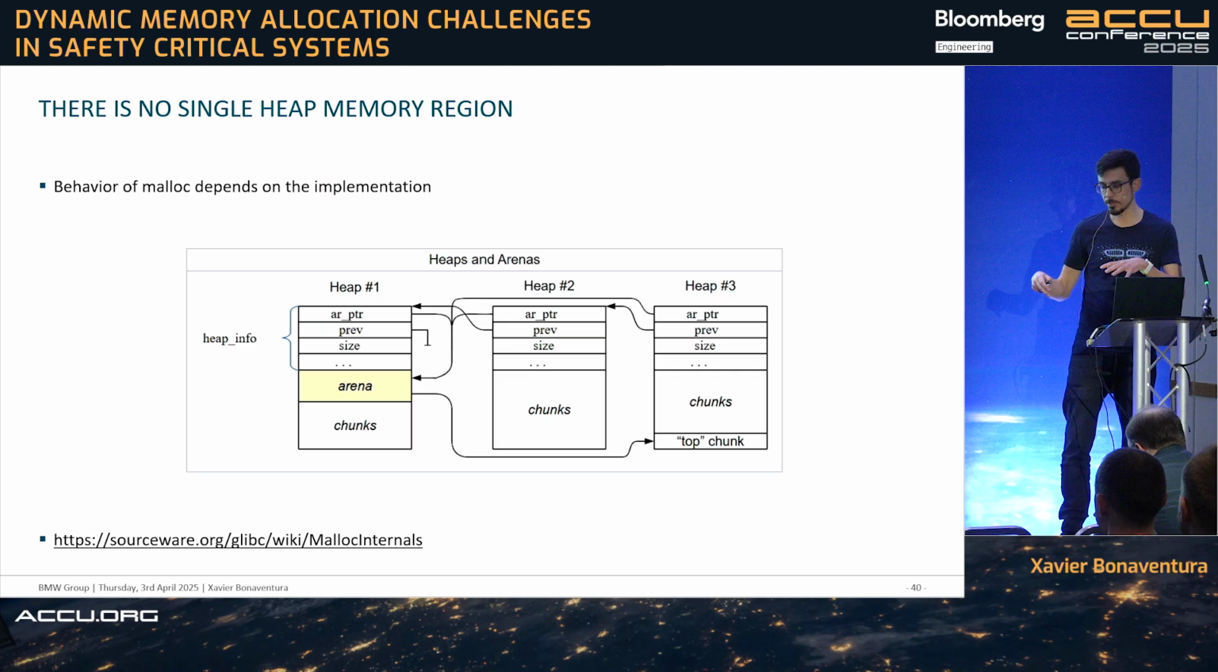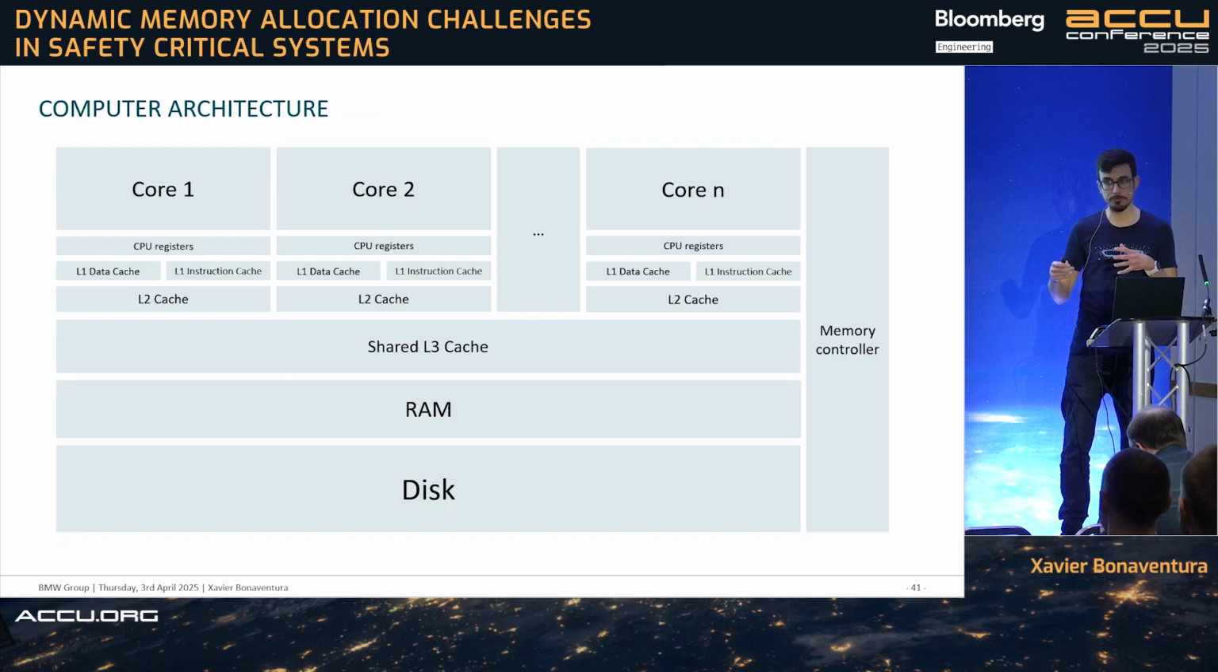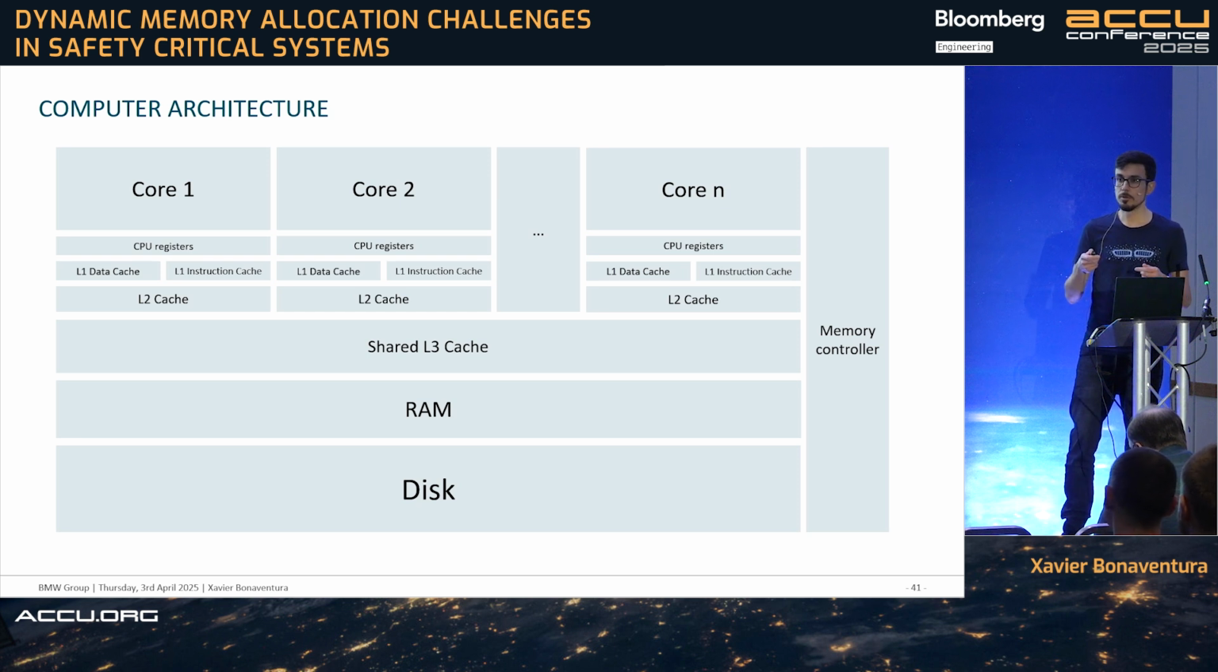But now let's see what we have under the hood on our hardware. Usually the architecture is something similar to this. We have some cores, and each core has some CPU registers, and then different cache levels, L1, L2, L3, some RAM, some disk, and a memory controller. When you try to get memory, you might end up with cache misses, having to find things in RAM or on disk.